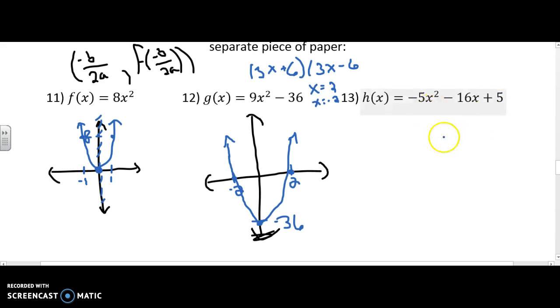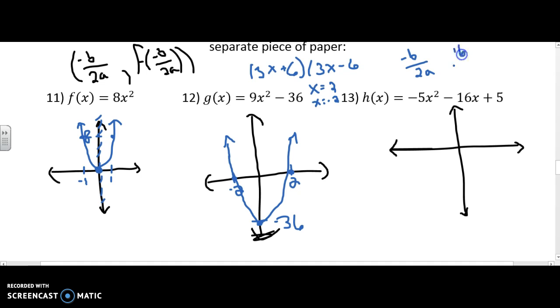Last but not least, we have this one over here. Again, I can use either the vertex and the 2 points next to it, or I can use the roots and the vertex. This quadratic is not factorable, which means that it's probably one where I would like to use the vertex and the 2 roots. So we're going to go ahead and do negative b over 2a. If I do that, I'm going to get 16 over negative 10, which is really, I can take out a 2 from each of these, so it's really negative 8 over 5, negative 8 fifths. So I'm going to go to negative 8 fifths.